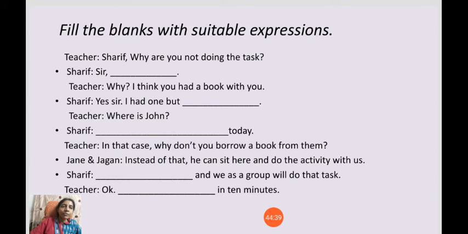Sharif: Okay, madam. That's fine, madam. And we as a group will do the task. So he is saying as a group they will do the task. Then the teacher replies, okay, complete. Generally tasks are completed, whatever the assignment or task given. So complete it in 10 minutes. So this is the conversation between a teacher and a student.